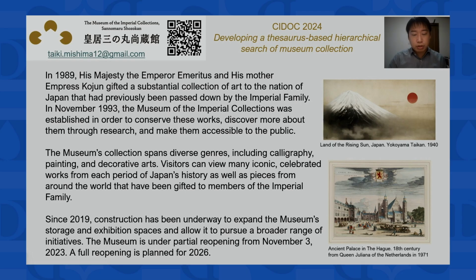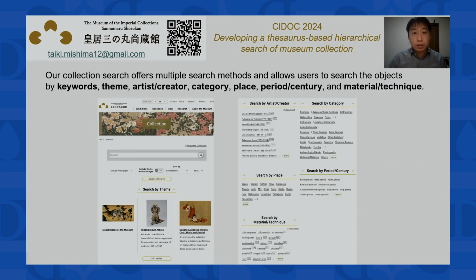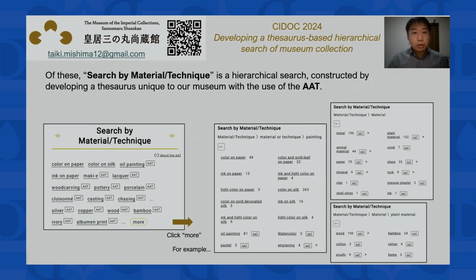Since 2019, construction has been underway, and the museum is under partial reopening from November 3rd, 2023. A full reopening is planned for 2026. Our collection search offers multiple search methods and allows users to search the object by keywords, theme, artist or creator, category, place, period or century, and material technique. Of these, search by material technique is a hierarchical search constructed by developing a thesaurus unique to a museum with the use of the AAT. This presentation will report on how we developed it.